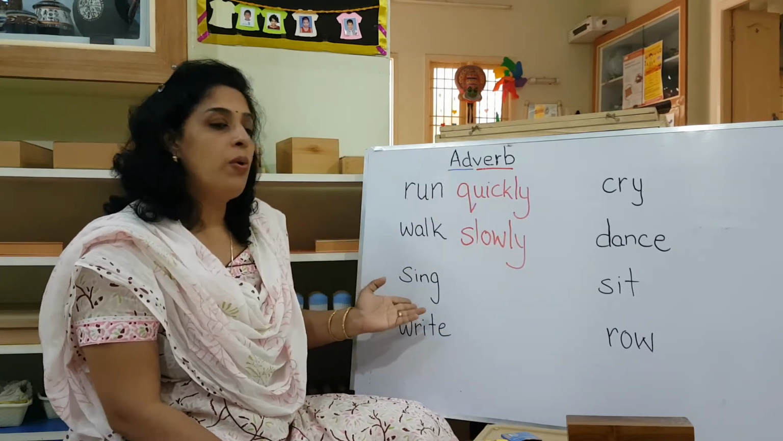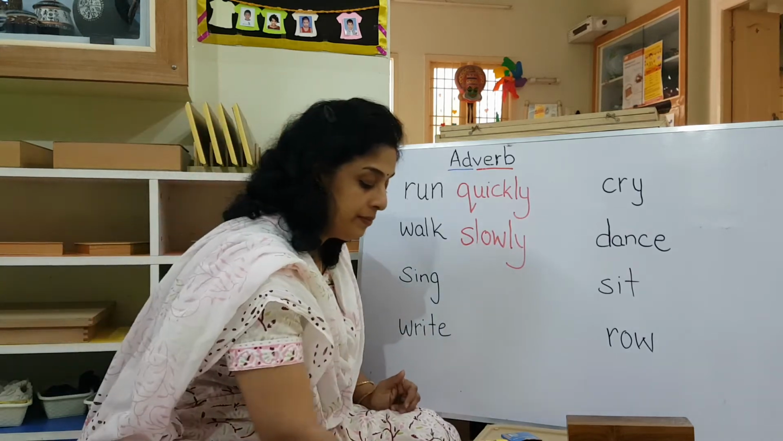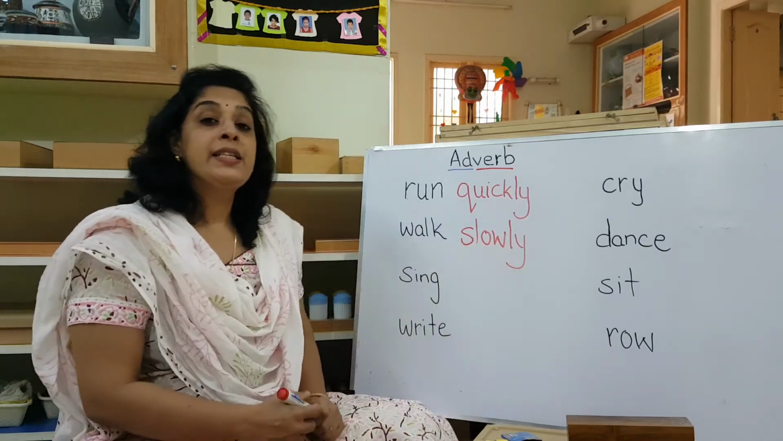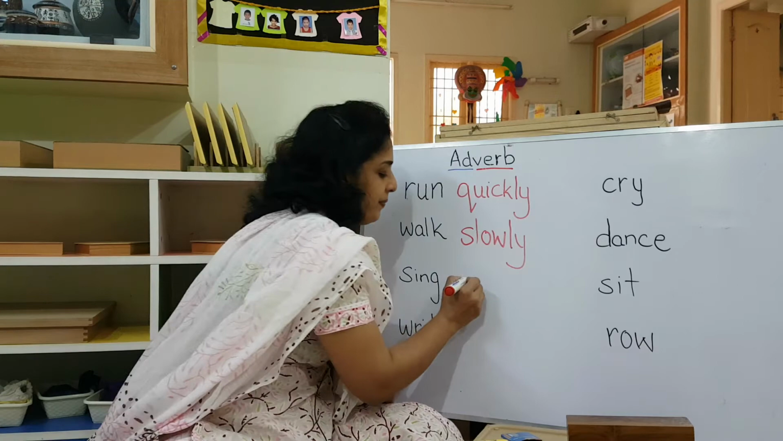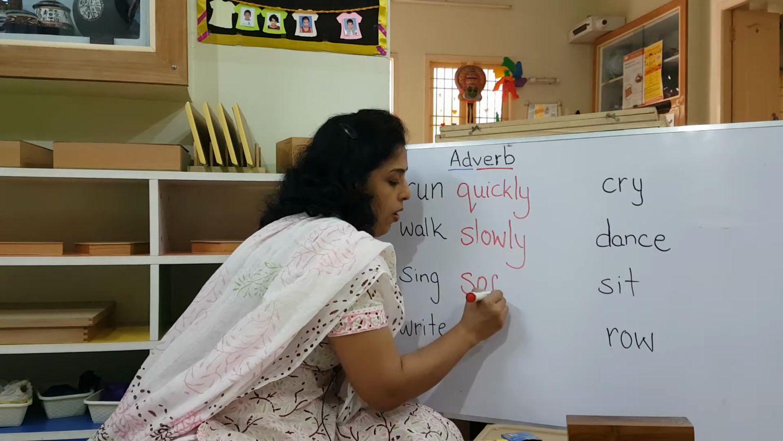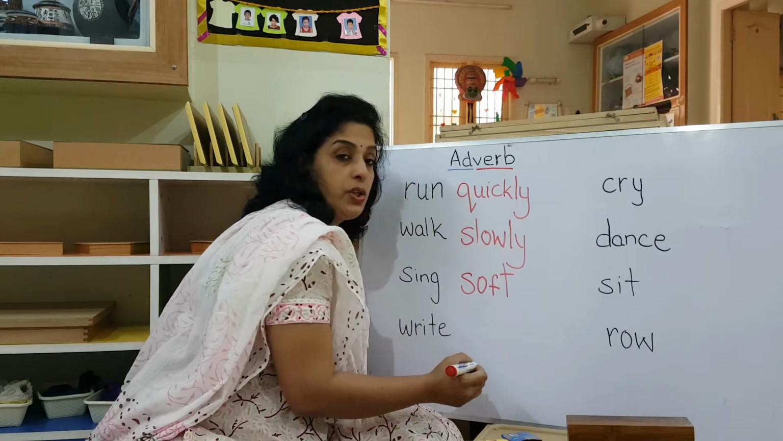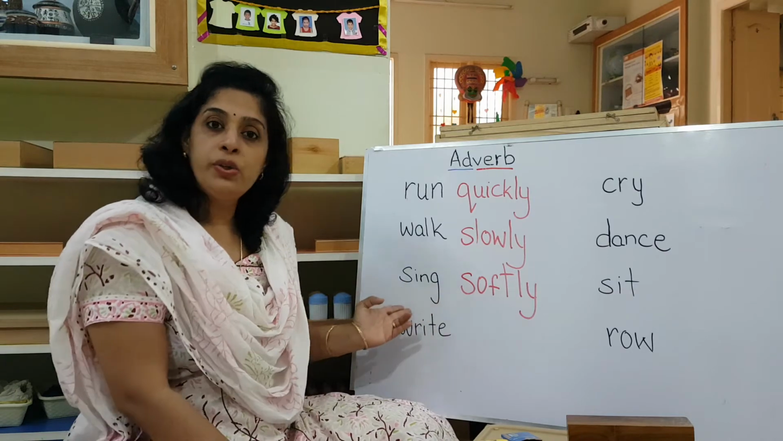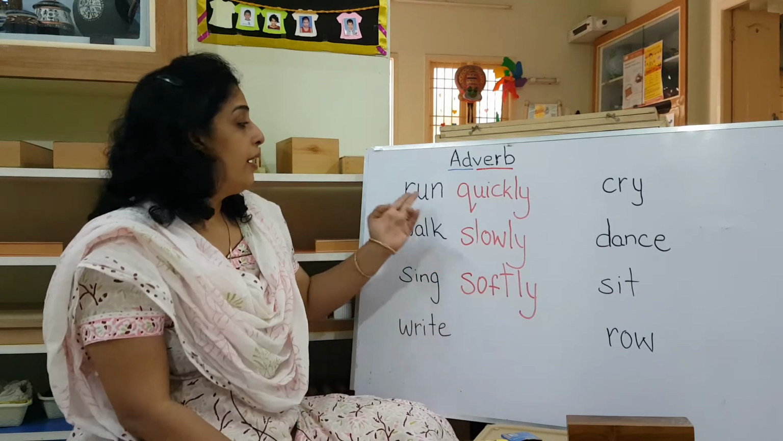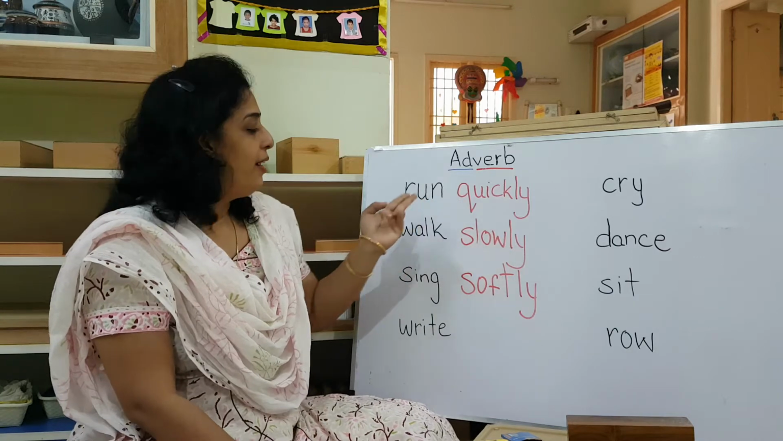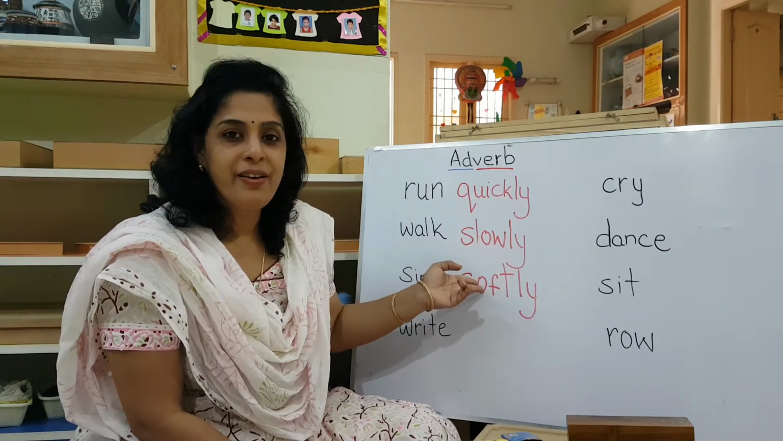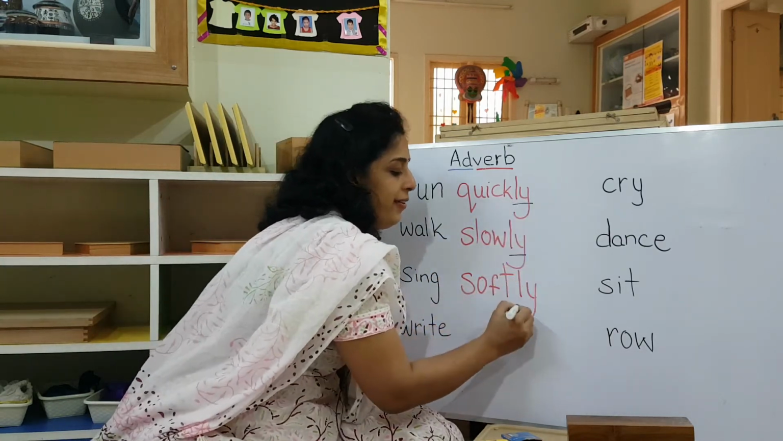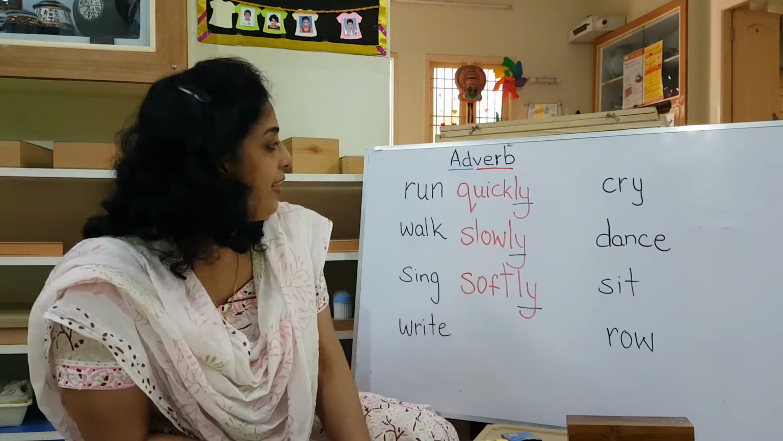Next one. One more verb we will see. Sing. What shall we say? She sings softly. Okay. Softly. Sing softly. How should you sing? Softly. How should you run? Quickly. How should you walk? Slowly. Okay. If you have noticed one thing, it is all ending in a li. Is it not? Yeah, that is common.